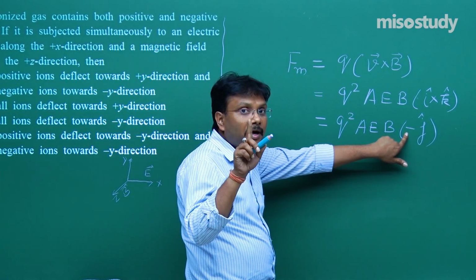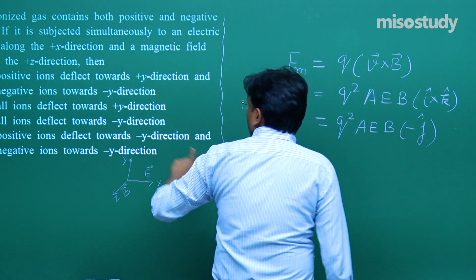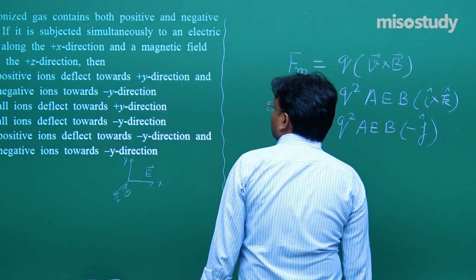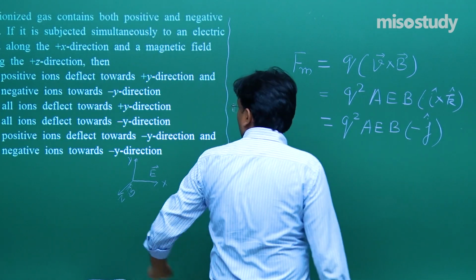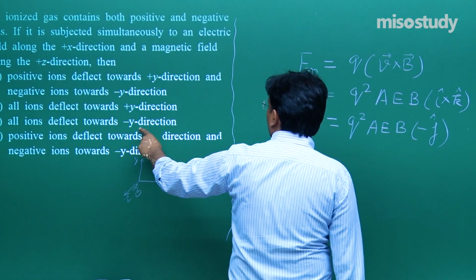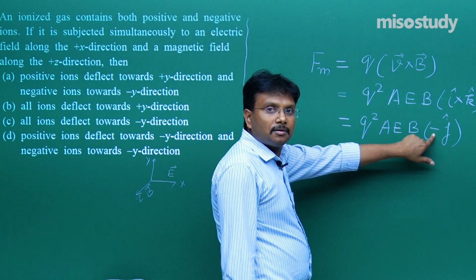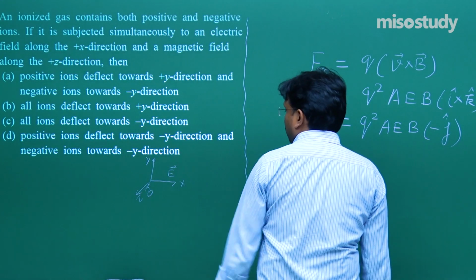So, option number A is incorrect. B, all ions deflected towards positive, no, minus direction. All ions deflected towards negative, yes. So, C is the correct option.